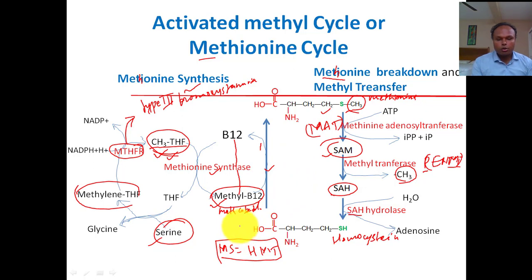If it is not rejuvenated, homocysteine concentration will rise, but methionine concentration will drop. So this is the significance. In type 3 there will be high homocysteine and low methionine, and this is because of generally the most common defect in this enzyme, methylene tetrahydrofolate reductase, MTHFR. This requires NADPH, and if this enzyme is absent, there will be no methylation, and that is why high homocysteine and low methionine.